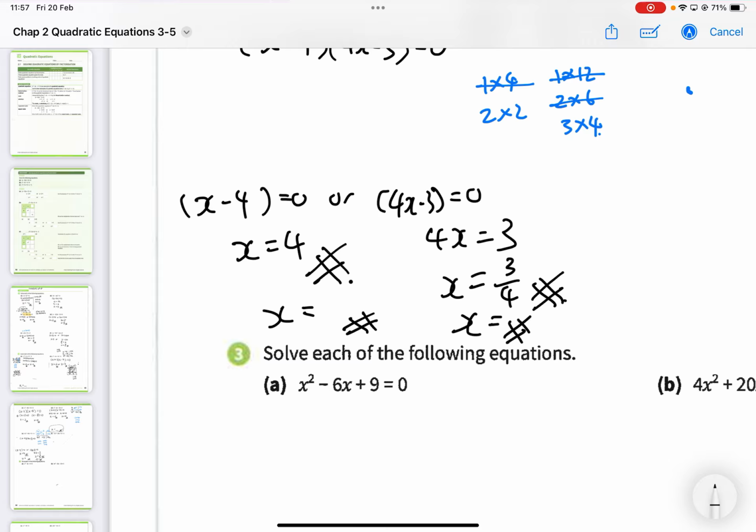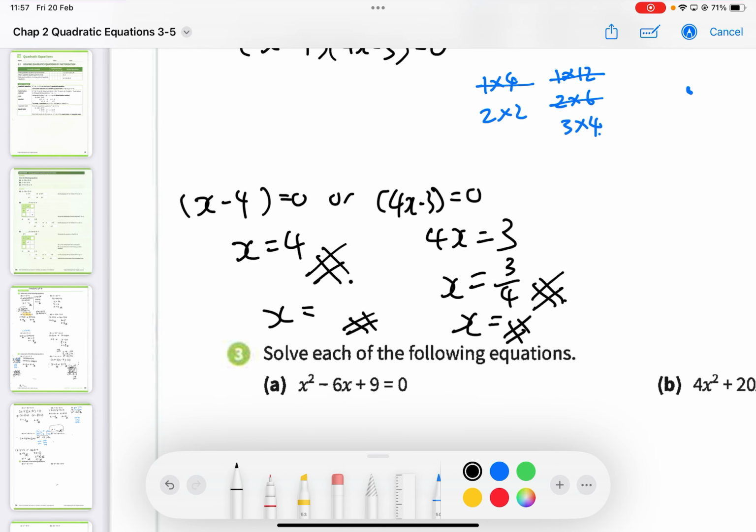X equals... where? Last line don't have. Last line was what I wrote before. So already get to the answer. X is 4 and X is 3/4. End already.